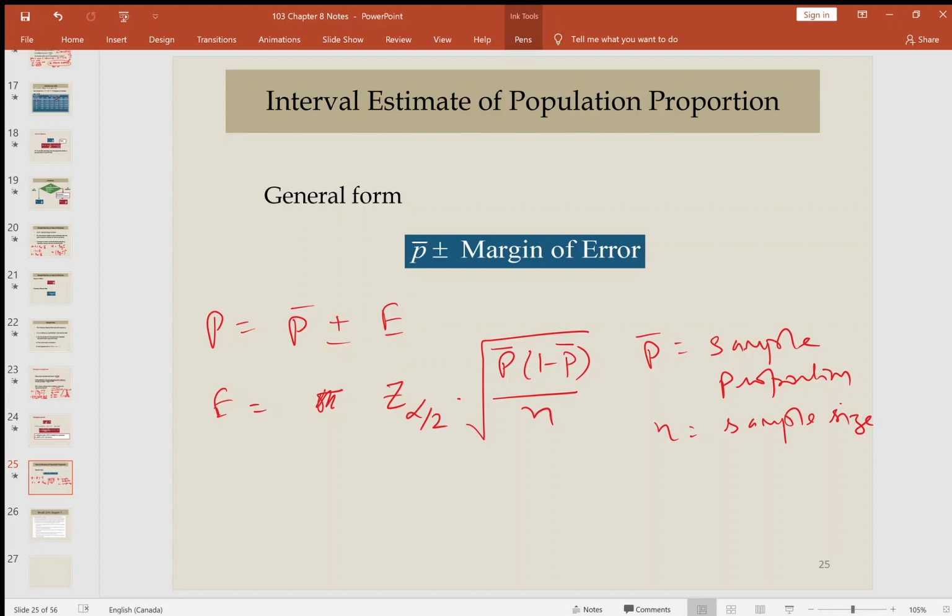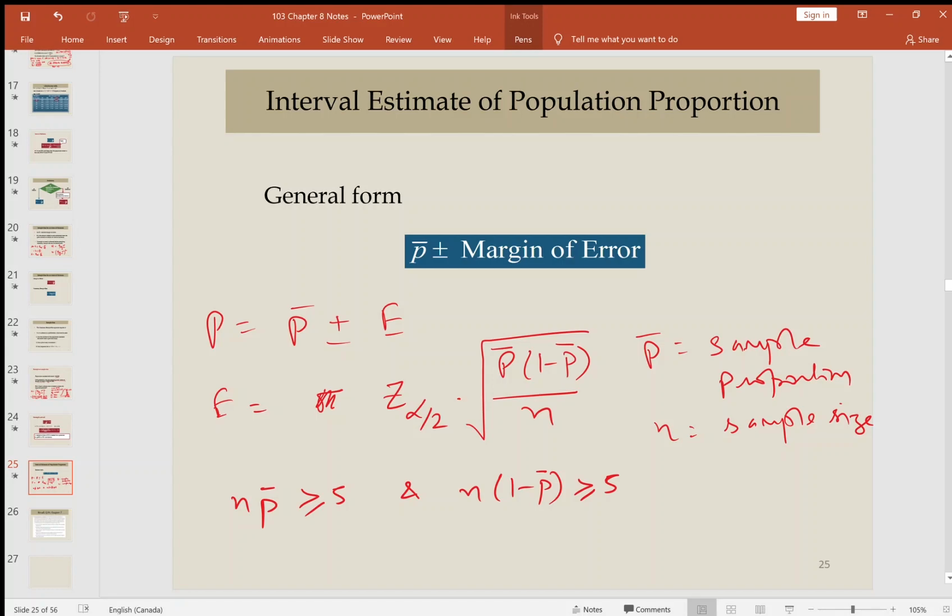And we can use this formula whenever N times P is more than or equal to 5 and N times 1 minus P is more than or equal to 5. I would say P bar and P bar, right? And where N is your sample size.